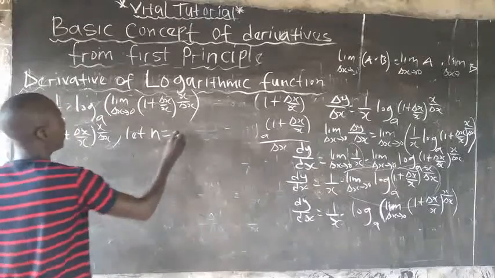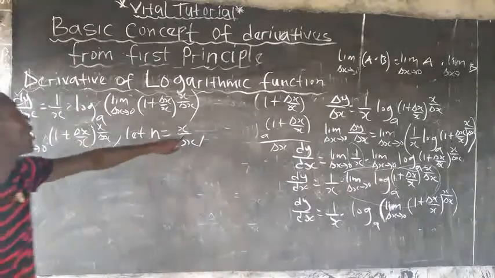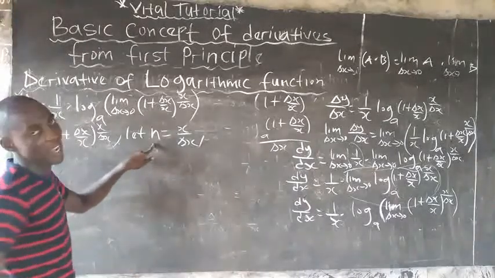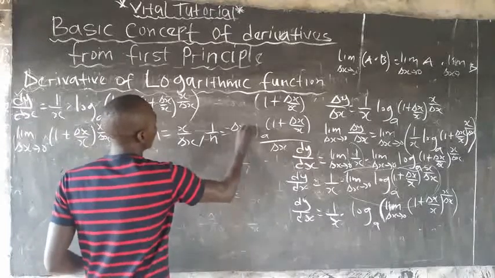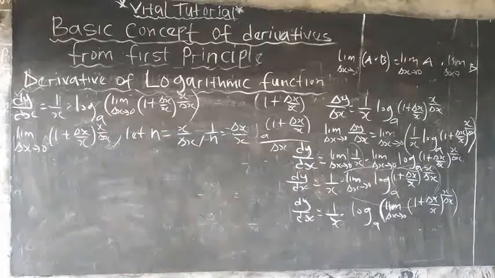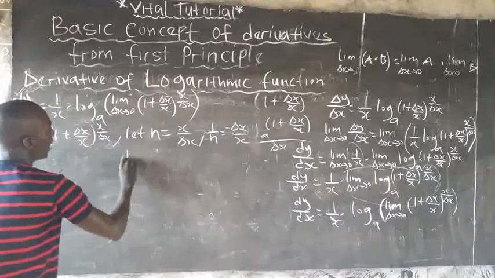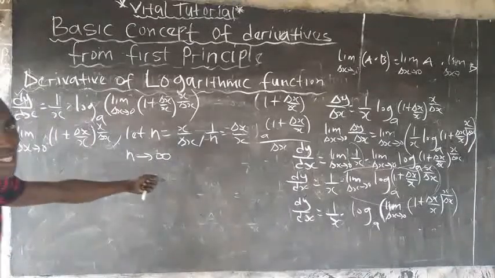let n equal s all over change in s. If n is equal to s all over change in s, then change in s over s is just the inverse of n. So 1 all over n is equal to change in s over s. Now the next thing is, as change in s approaches 0, n will approach infinity, because I'm no longer working with change in s, since I already said let s all over change in s be equal to n. So n will be approaching infinity. I'm not good at drawing, but please manage this as infinity.